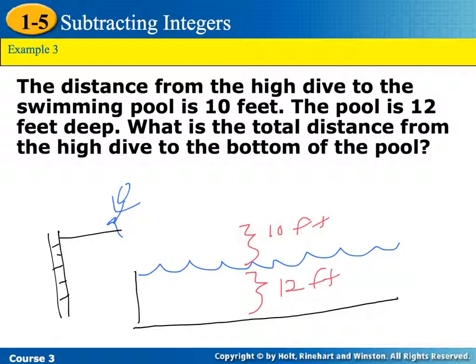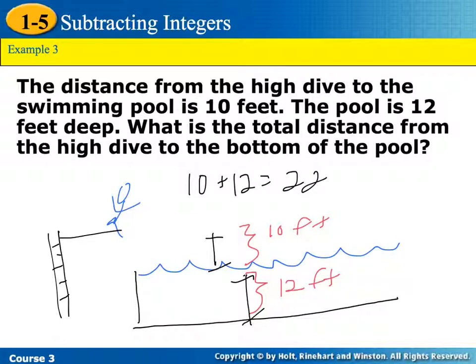Okay. What is the total distance that this swimmer is going to go? Well, I can do one of two ways. Okay? We know distance cannot be negative. So we could find the absolute value. Or we know that if he goes down 10 feet here, and we add that to the 12 feet they go down below, you take 10 plus 12. What's 10 plus 12? 22.